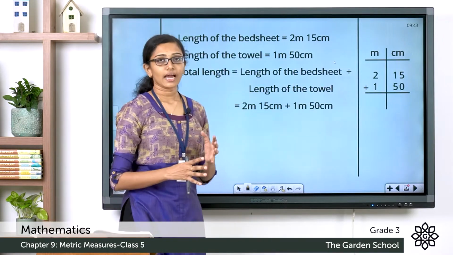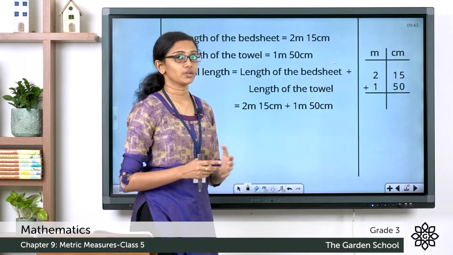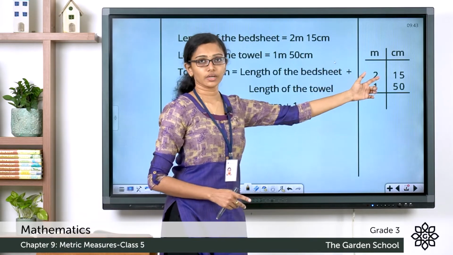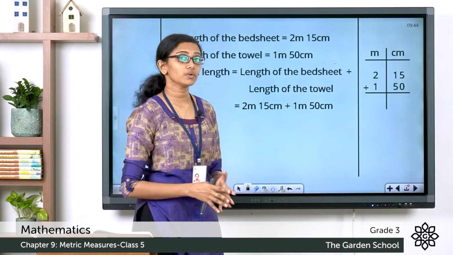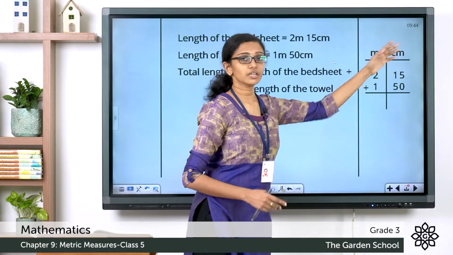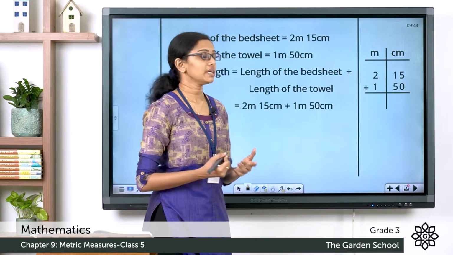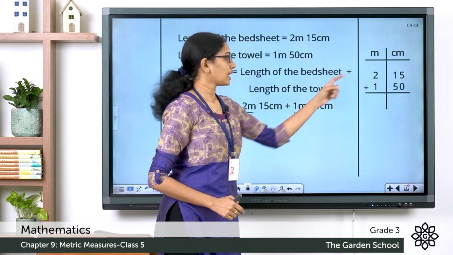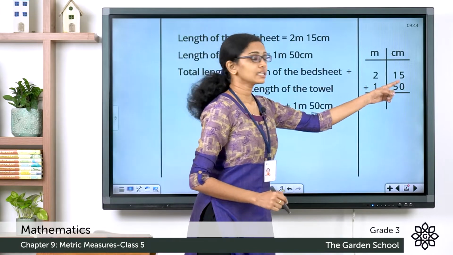Now to add the measurements, first let's write the given measurements in proper columns of unit. It will be easy for you if you draw a grid like this for the given units. Here which are the given units? Meter and centimeter. Which is the bigger unit? Meter is the bigger unit. So let's write meter on the left and centimeter on the right. Now we have drawn a grid like this. So the 2 meter and 1 meter will go in the meter column, and the 15 centimeter and 50 centimeter will go in the centimeter column.